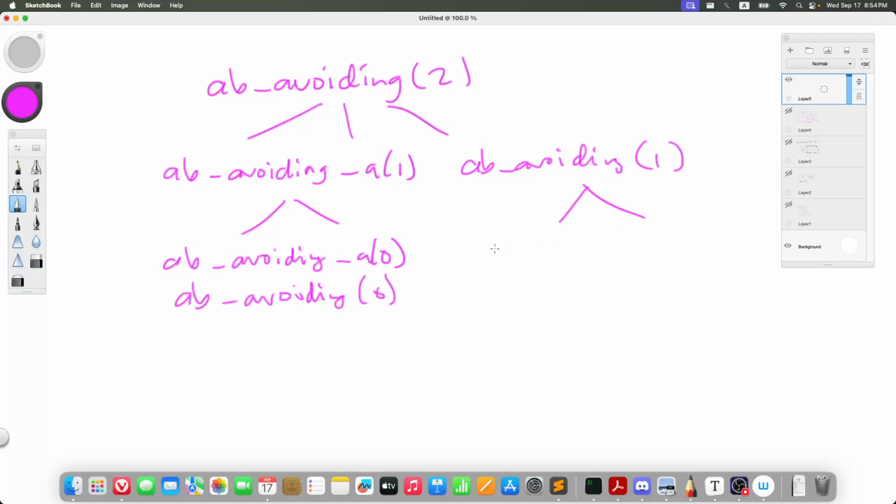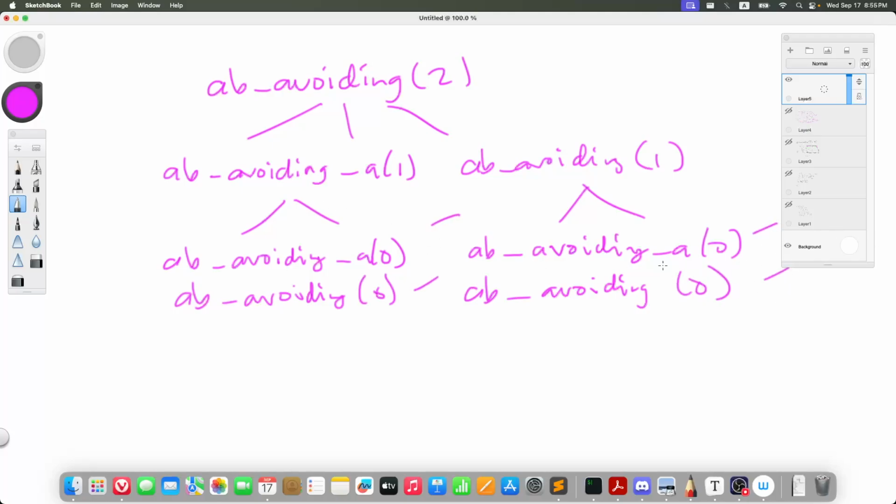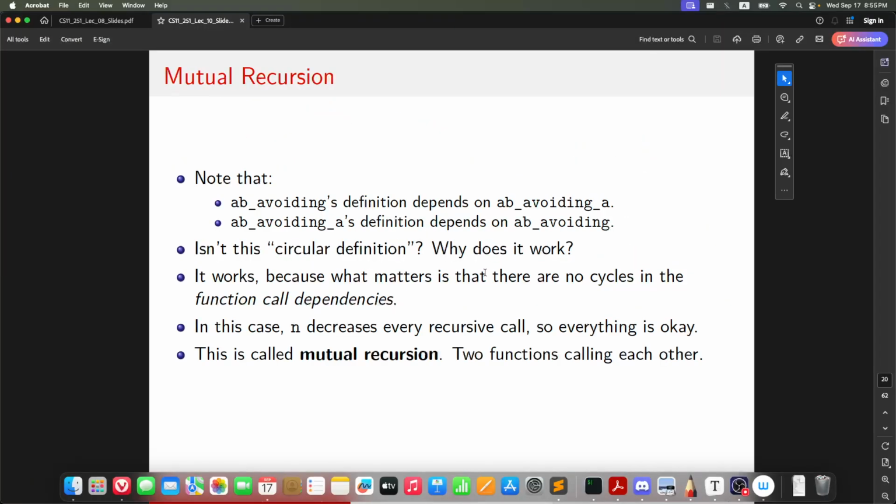AB avoiding calls 2 function calls, actually 3: A0, then 2 copies of AB avoiding 0. And these are all base cases, and the recursion will terminate eventually. Okay? This is called mutual recursion: 2 functions or more calling each other to describe the recursion or the recurrence. This is also possible for more than 2 functions.